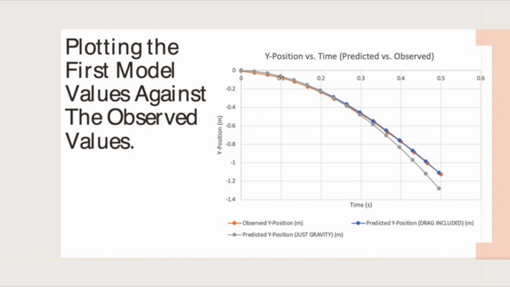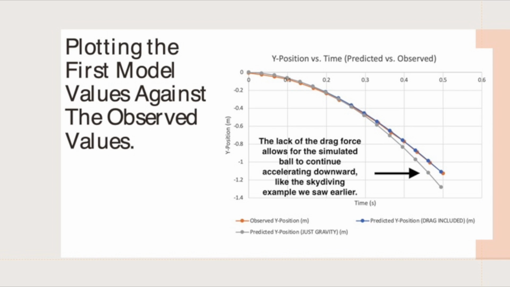When compared with my observed values, seen in orange, the model, represented in gray, seems quite accurate for about the first 0.3 seconds. Then, however, the predicted ball moves a further distance in a shorter amount of time than the observed ball. This is due to the fact that no drag force was introduced to the model. Thus, nothing was slowing it down.